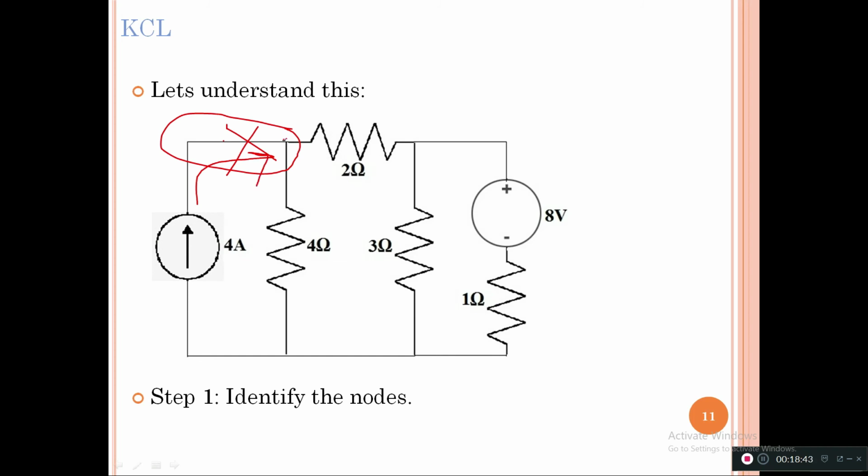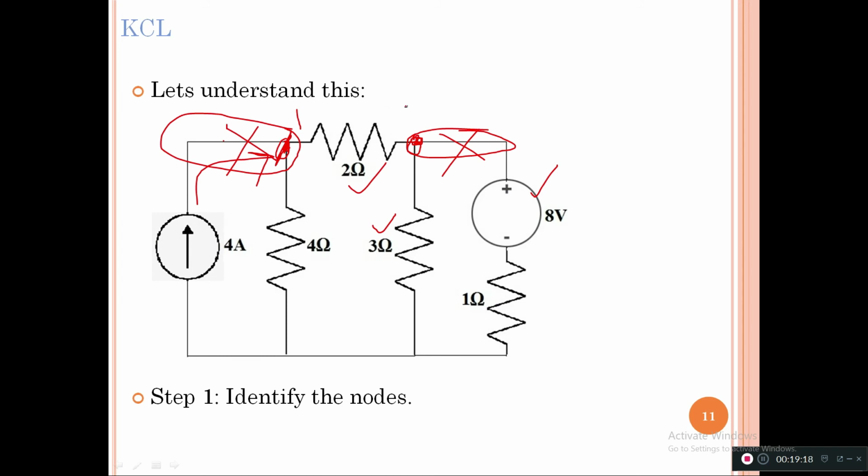So this is my first node, where 3 components are meeting: the 4 ampere current source, 4 ohm resistance and 2 ohm resistance. So all these components are meeting here. So this is my first node. Similarly, you can see this node is also interconnected with each other because there is no component present over here. So this 8 volt voltage source, this 3 ohm resistance and this 2 ohm resistance are connected across here.